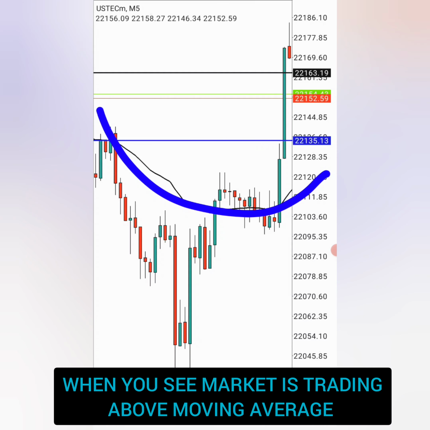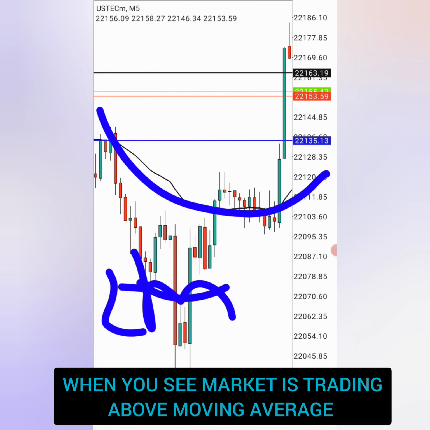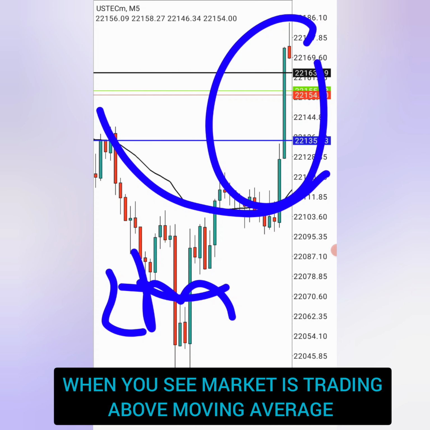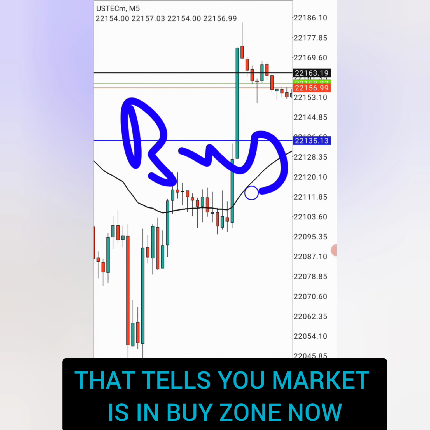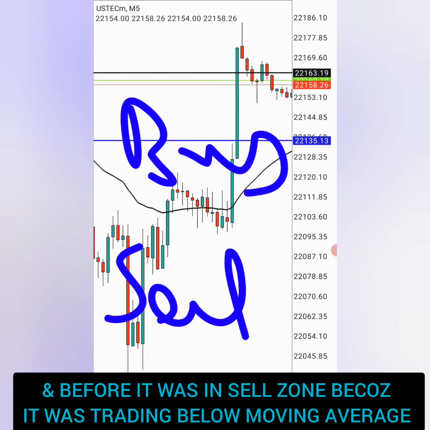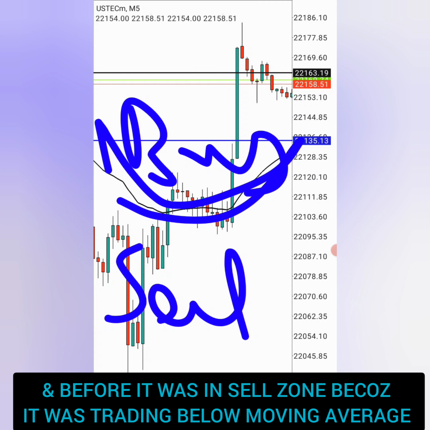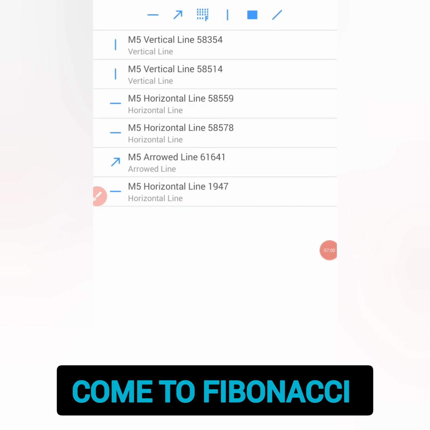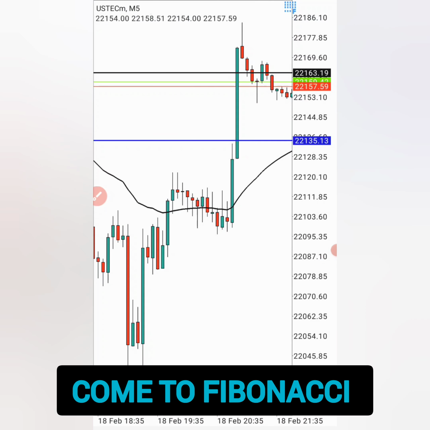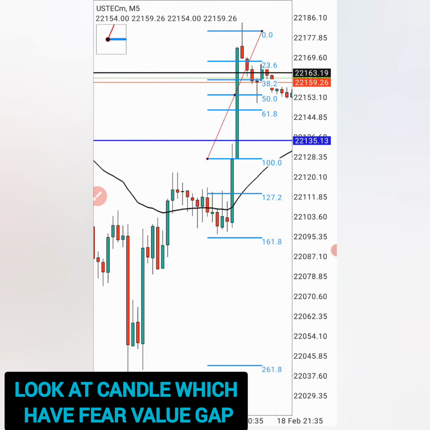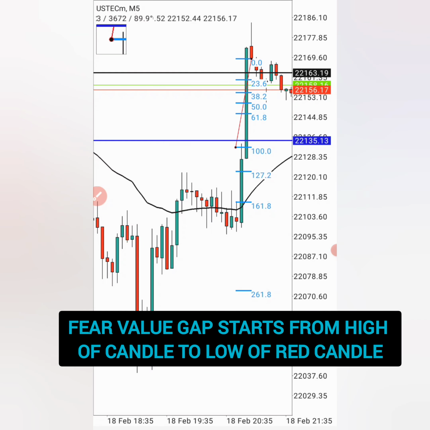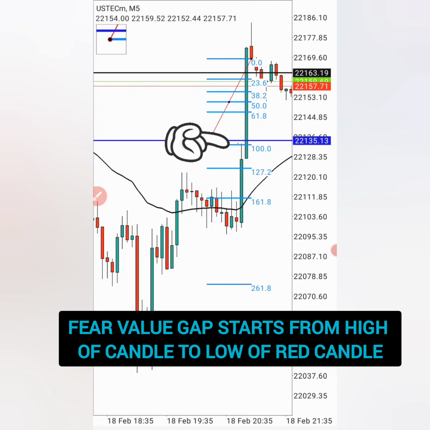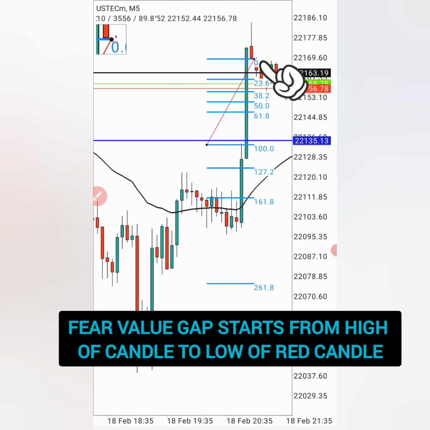And to make it easier for you, you need a moving average. When you see that the market is now trading above the moving average like this, that tells you the market is now in the buy zone, and before it was in the sell zone because it was trading below the moving average. Now the next tool that you need is the Fibonacci. You come to the Fibonacci and look at this candle which has the fair value gap, and you can see that the fair value gap starts from the high of this candle to the low of this red candle which is right here.